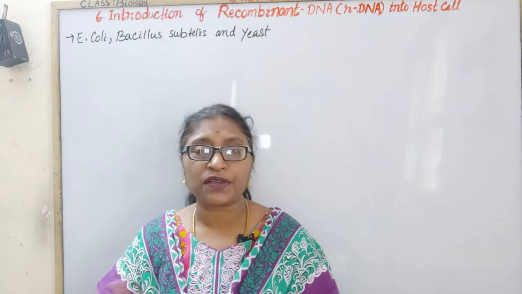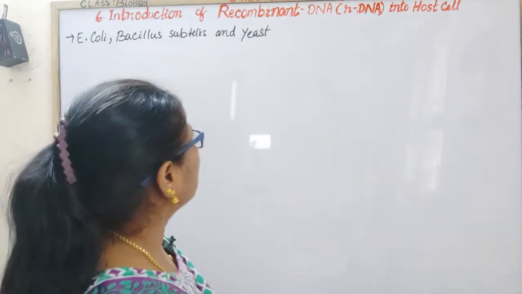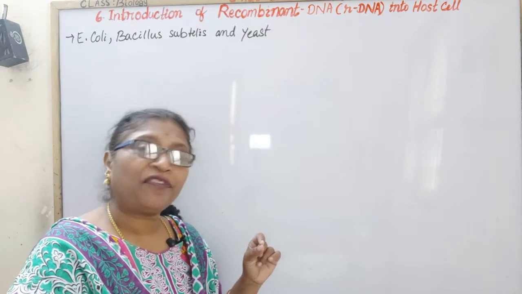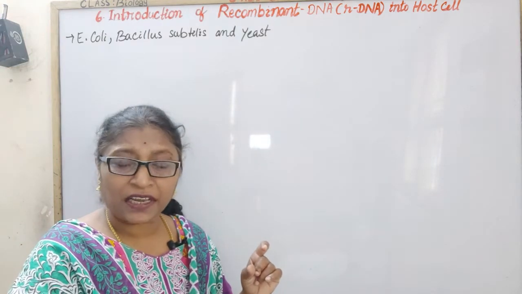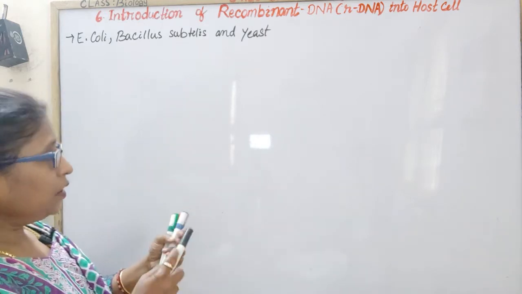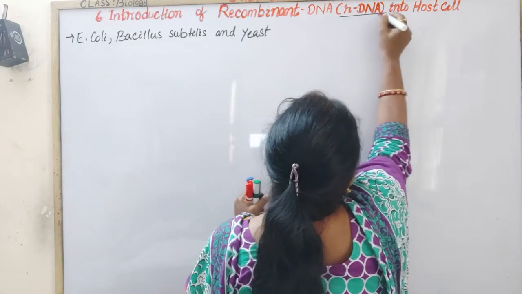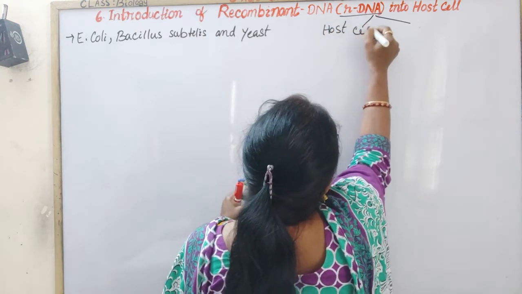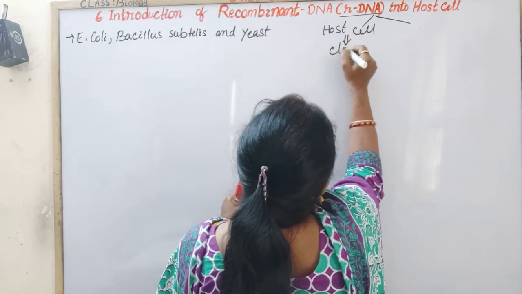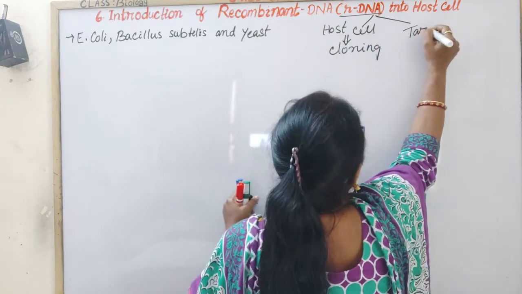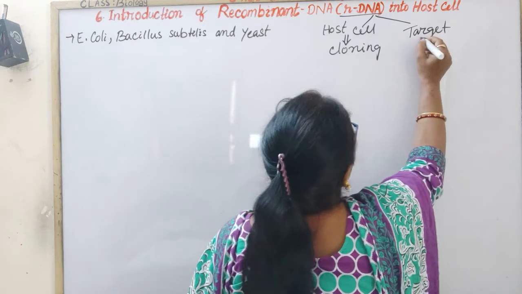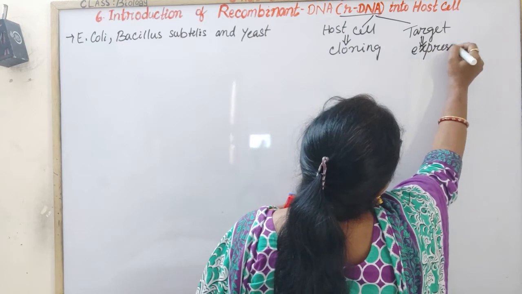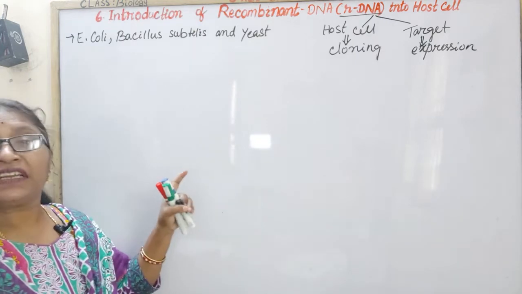And now it is time to introduce it into a cell. How is the desired gene or the DNA fragment introduced? The recombinant DNA is introduced into a host cell for cloning, or into a target cell in which we need the expression of the trait.